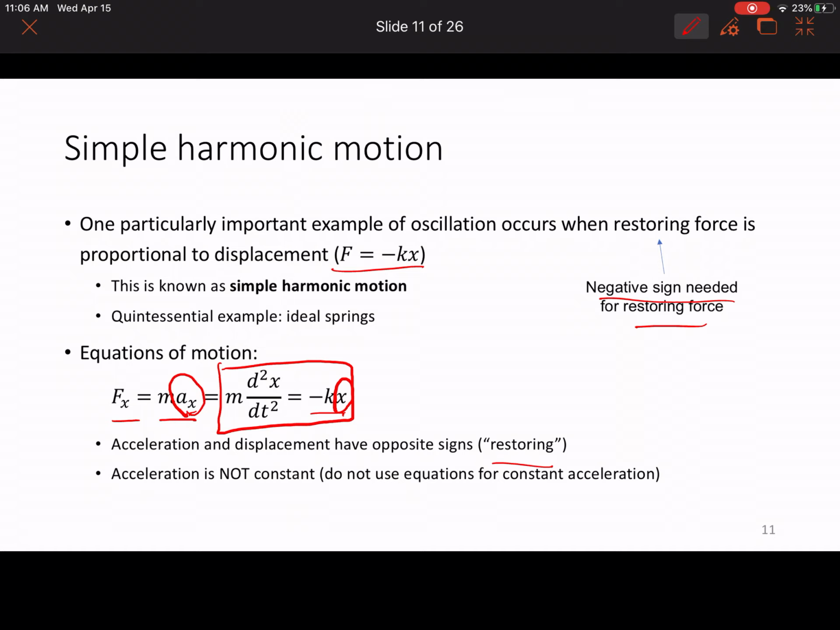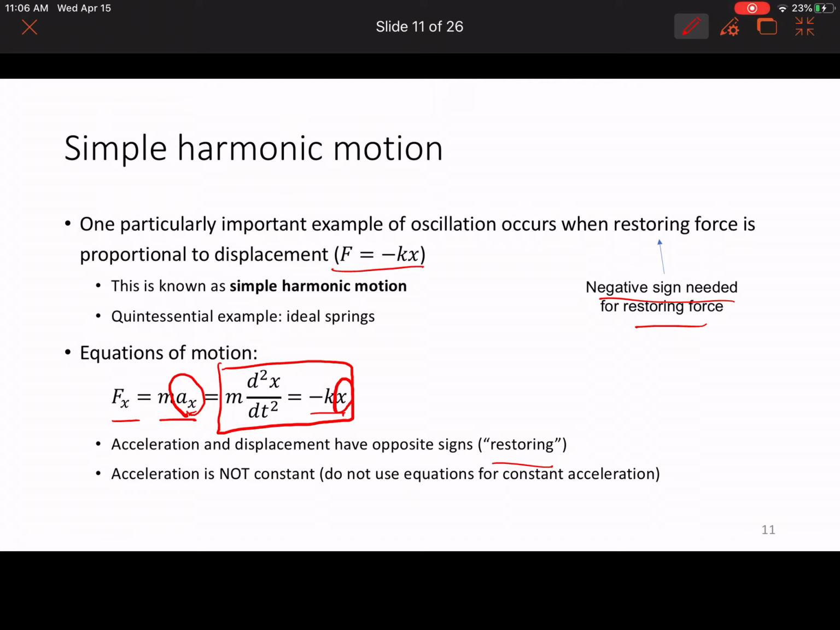The other very, very important thing, hopefully it's obvious, but I do feel like I should say this, acceleration is absolutely not constant in simple harmonic motion. It's k times x, and x is changing as a function of time. So absolutely do not use the equations for constant acceleration in any part of this chapter. If you do so, you will immediately get it wrong, I promise you. Okay? We do not have that choice.